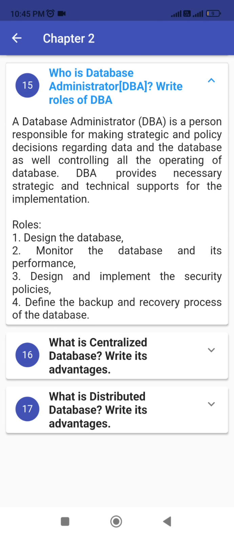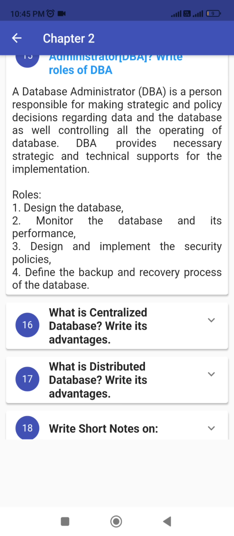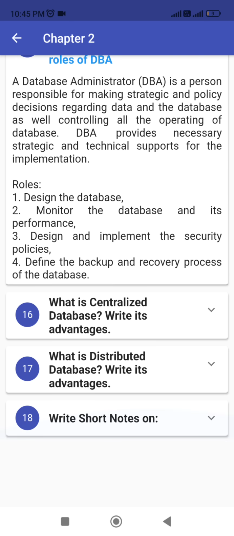Question 15: Who is a database administrator, DBA? Write the roles of DBA. A database administrator, DBA, is a person responsible for making strategic and policy decisions regarding data and the database, as well as controlling all the operations of the database. DBA provides necessary strategic and technical support for the implementation. Roles: number 1 design the database, number 2 monitor the database and its performance, number 3 design and implement the security policies, number 4 define the backup and recovery process of the database.